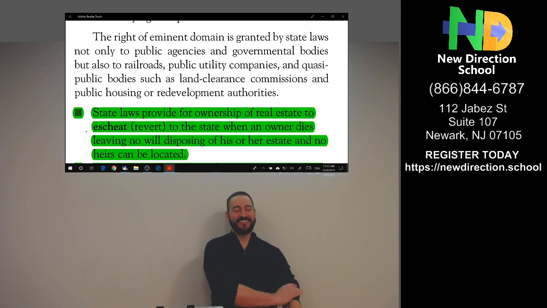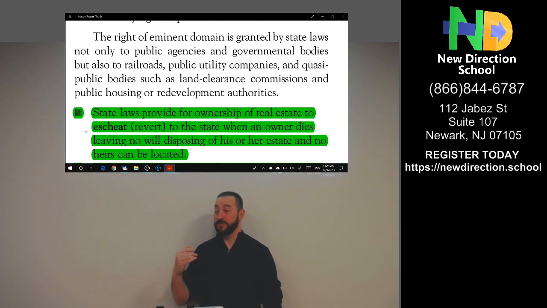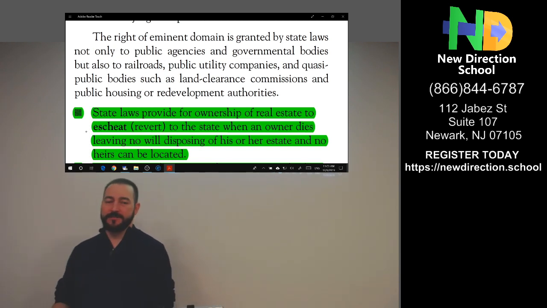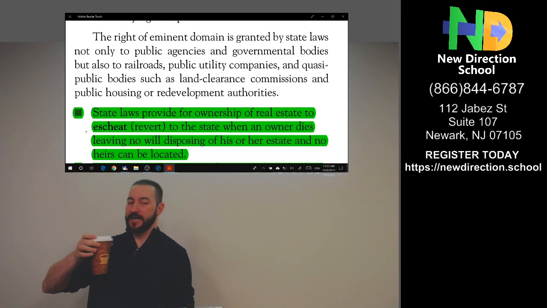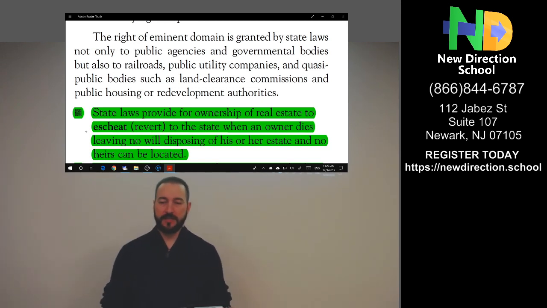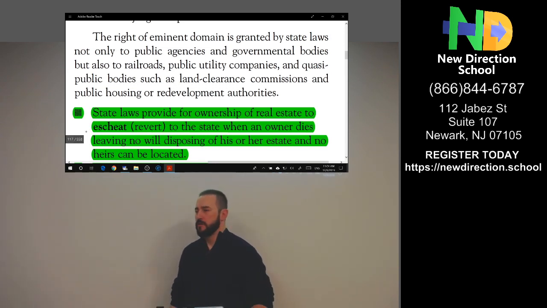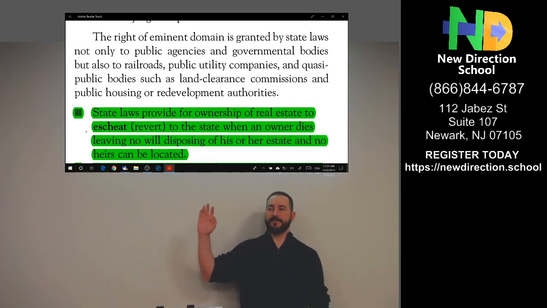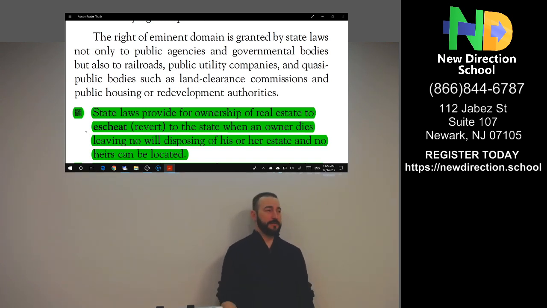Anyway, next, it says state laws provide for ownership of real estate to escheat, underline escheat, or revert to the state when the owner dies, leaving no will disposing of his or her estate, and no heirs can be located. So, quick question. Who has a will? Great. So when you die, because you will die and it's normal, right? Guess what happens to everything you own?